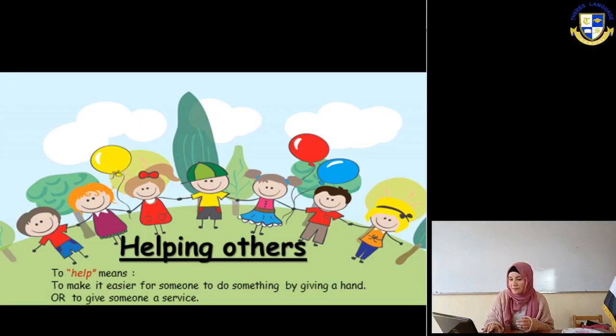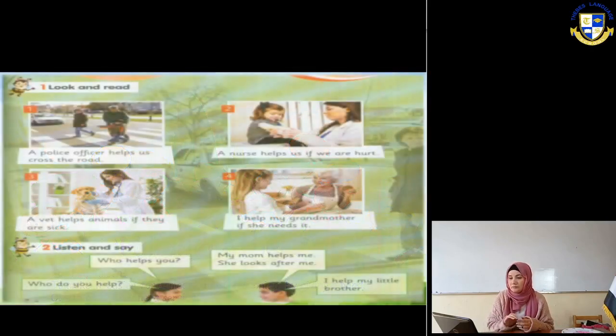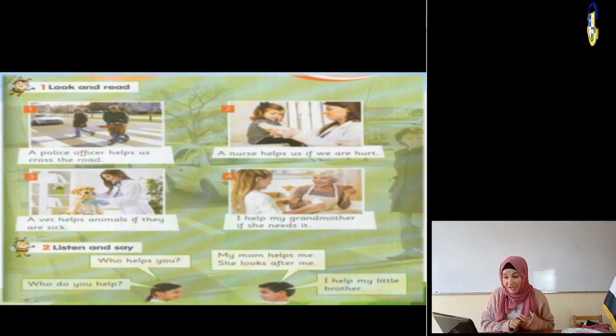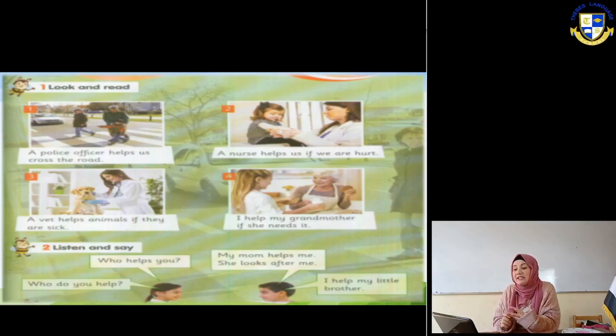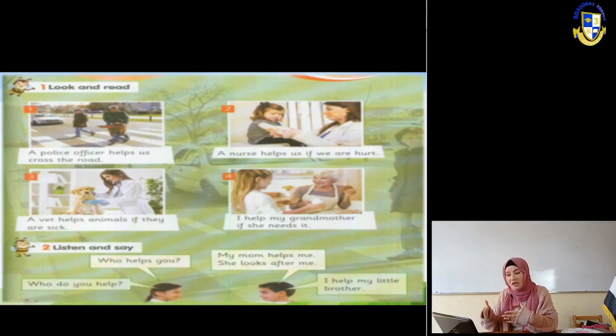Next slide. Exercise number 1, look and read. Picture number 1, a police officer. Can you see the police officer? A police officer helps us. How? He helps us to cross the road. Number 2, a nurse helps us if we are hurt. The nurse helps us if we are hurt.